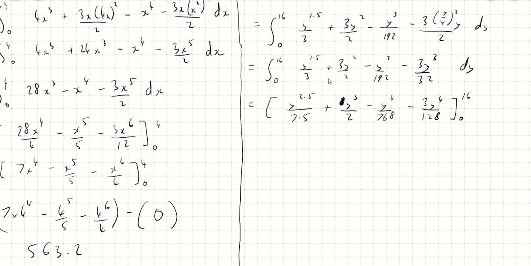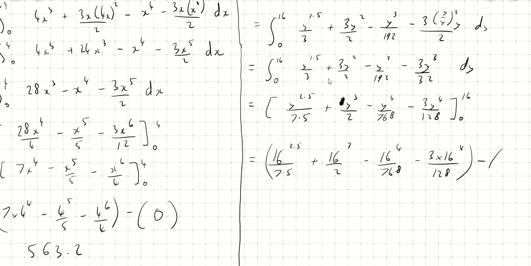Okay, and now we just plug these numbers in. So we get 16 to the 2.5 over 7.5 plus 16 cubed over 2 minus 16 to the 4 over 768 minus 3 times 16 to the 4 over 128. That's the upper limit, and we have to take away the lower limit, which was just 0 when we substituted.